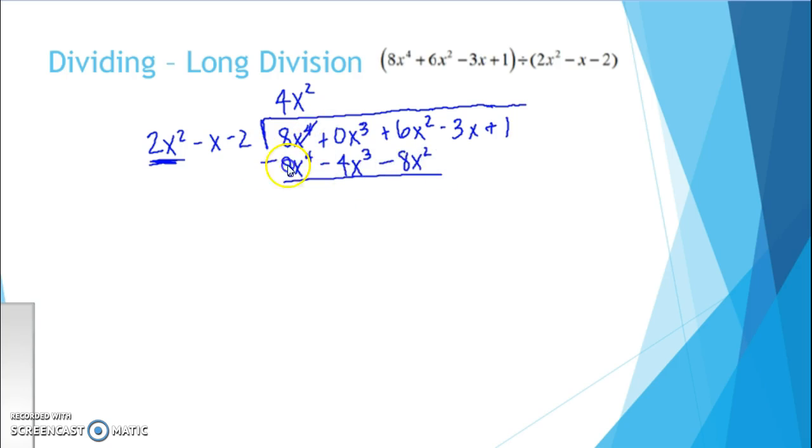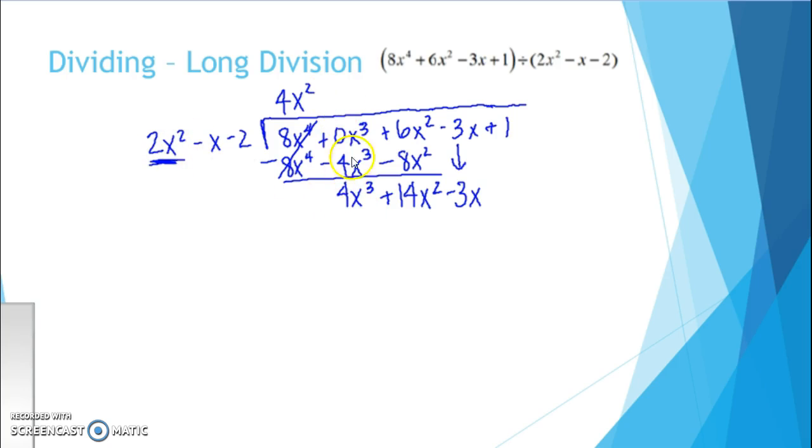And we subtract. First ones cancel. 0 minus negative 4 is 0 plus 4. So we get 4x cubed. This is why we need that placeholder, because I can't combine x squared and x cubed. I can only combine my x cubes. So we leave that placeholder in there. And then 6 minus negative 8 is 6 plus 8. So I have plus 14x squared. Bring down my next one. So we have minus 3x.